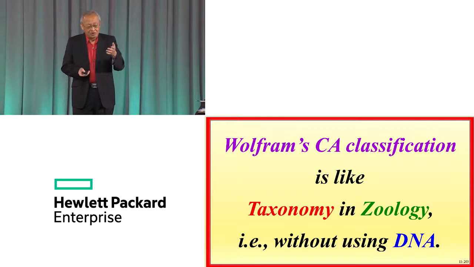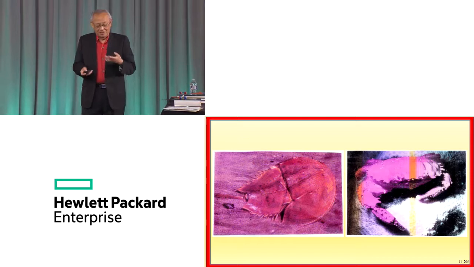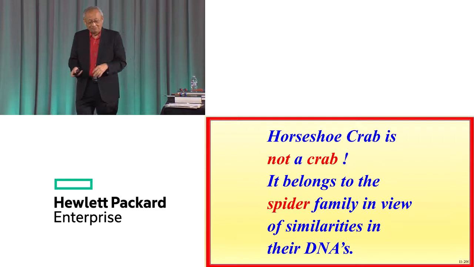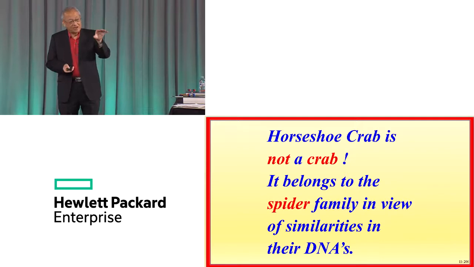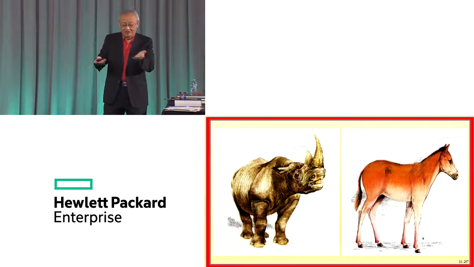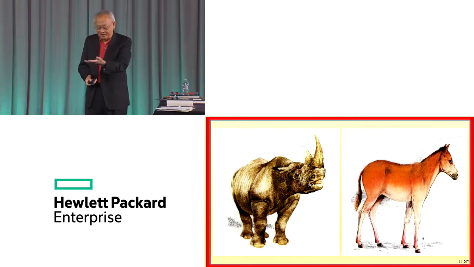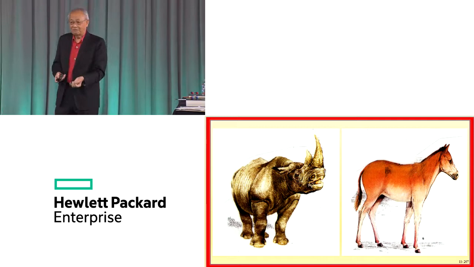You have seen that already, the horseshoe crab and the crab. They look the same, so they would be considered the same class. But with DNA, we now know that the horseshoe crab belongs to the spider family. So just similarity is not a good scientific way to group things. For example, the rhinoceros and the horse, no one in his right mind would say they are the same family. Before DNA, a taxonomist would classify them completely differently, rightfully so, yet they are in fact the same order.